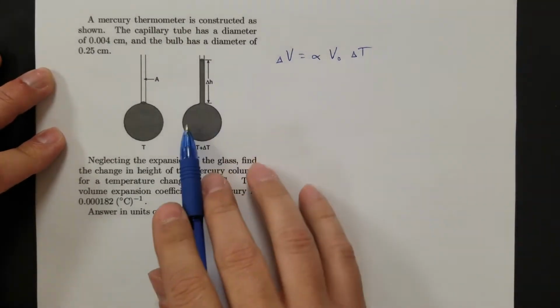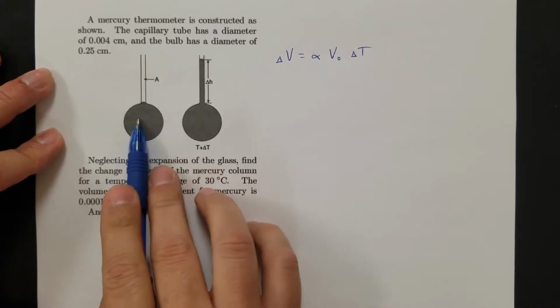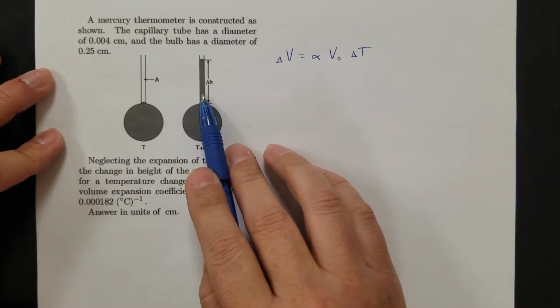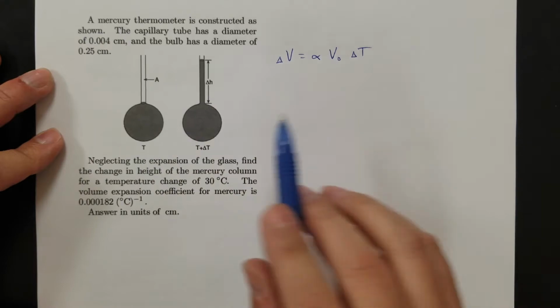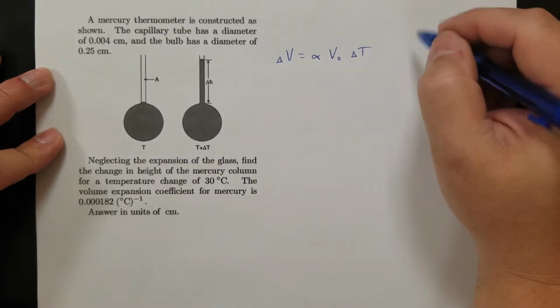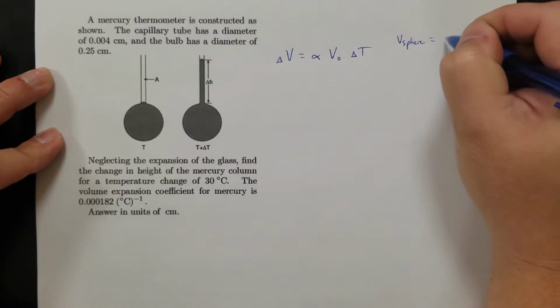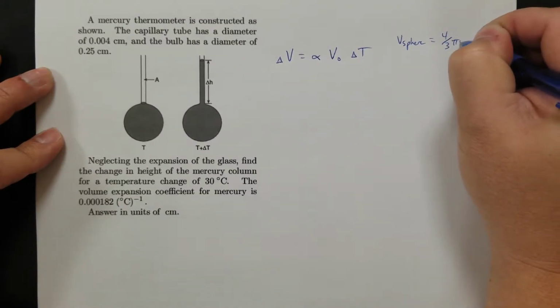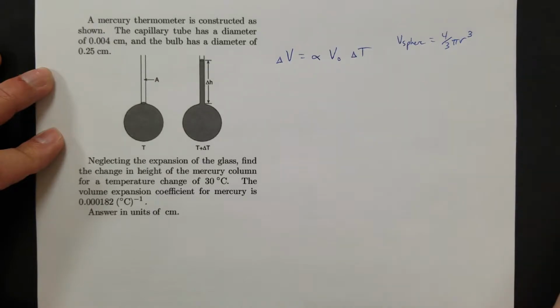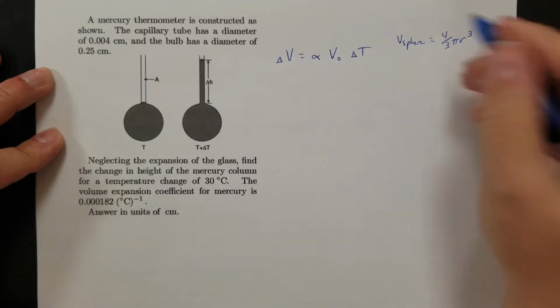Okay, so this is a sphere. This sphere volume is going to expand into a cylinder. So I basically have to know the volume of a sphere and the volume of a cylinder. So we can also write down the volume of a sphere is equal to 4/3 pi r cubed, right? That's the volume of a sphere.